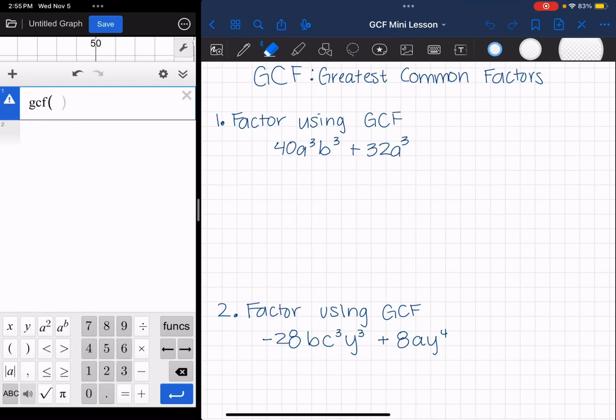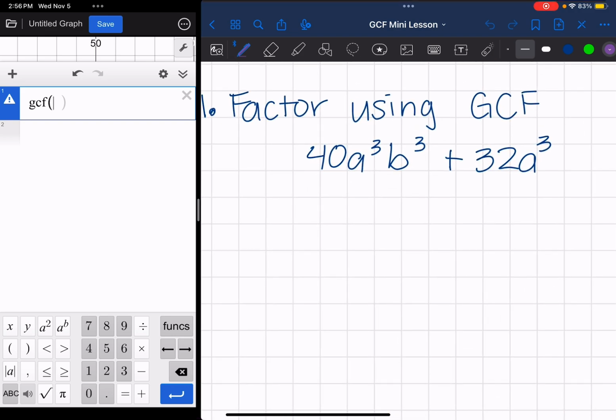Alrighty, for this mini lesson, we are doing GCF, the greatest common factors. So we're going to be factoring out a GCF in fully factored form with different variables as well. So first thing, we're looking at this first question right here. I'm going to start by splitting this into the terms.